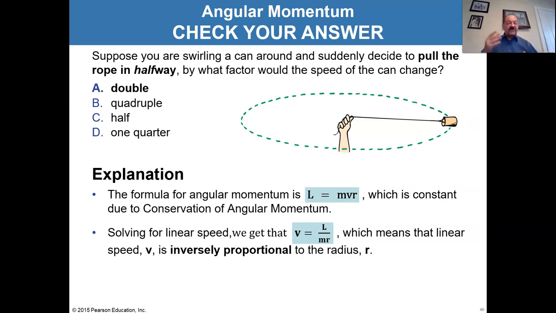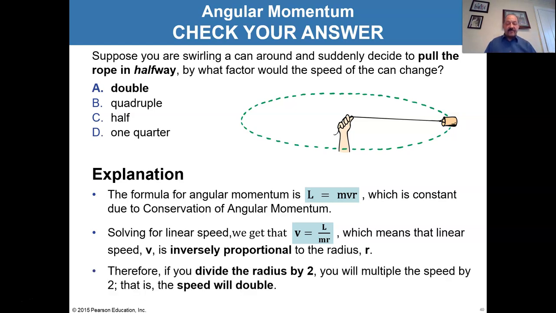And now you can see the velocity, the speed, is inversely proportional to the radius. Whatever happens to one is the opposite of what happens to the other. So if you divide the radius by 2, you will multiply the speed by 2. Right.